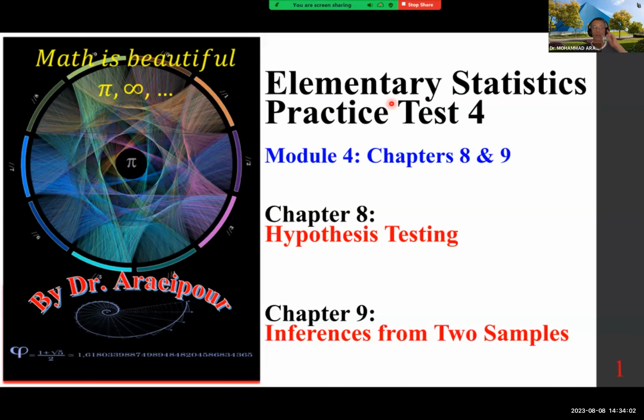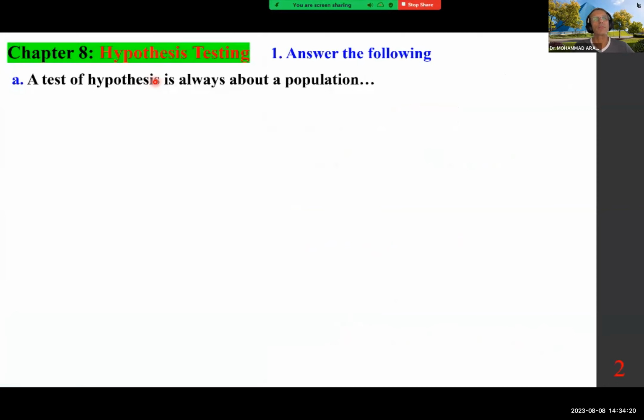Good afternoon, class. We are looking at practice test number 4 for statistics. This is module 4, covering chapters 8 and 9. Chapter 8, hypothesis testing, and chapter 9, inferences from two samples. And this is chapter 8, hypothesis testing.